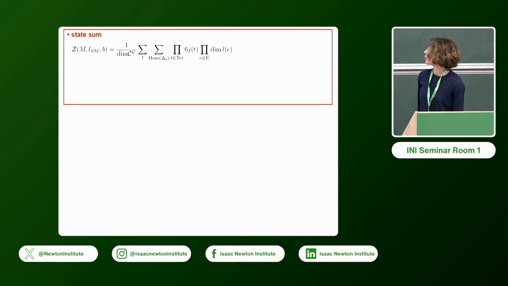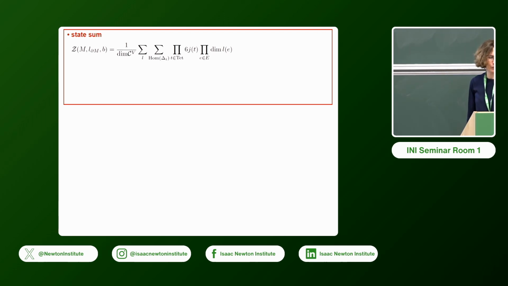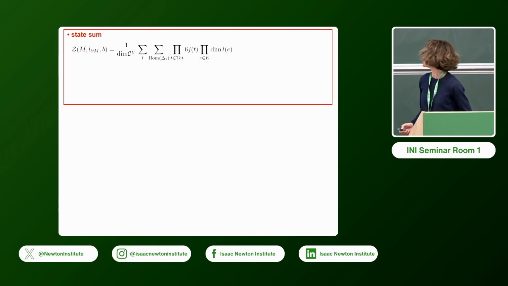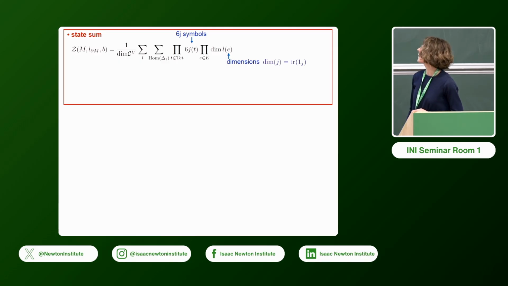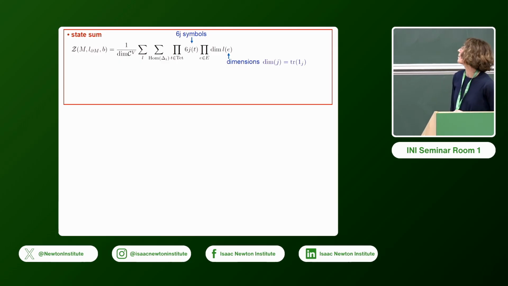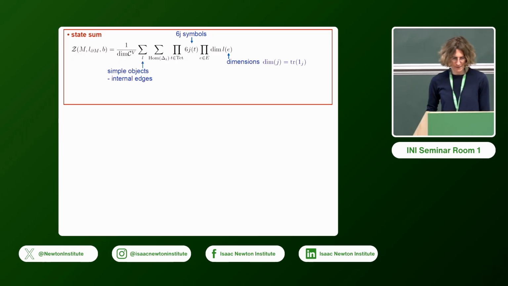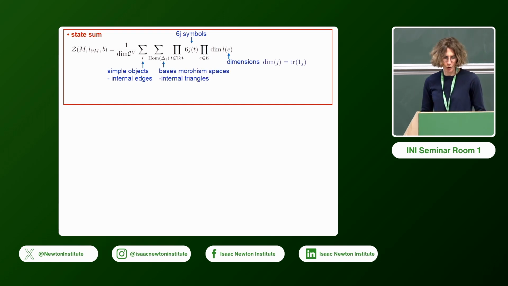And the Turaev-Viro-Barrett-Westbury state sum then takes this triangulated three-manifold plus a labeling at the boundary with simple objects and a labeling with morphisms associated to the boundary triangles, and computes a number as follows. So we take the product over all the 6J symbols assigned to the labeled tetrahedra. We take the product of the dimensions of the objects on the edges. Here the dimension is just the trace of the identity morphism. Then we sum over all the labelings that assign simple objects to the internal edges, and we sum over dual bases of the morphism spaces associated to all the internal triangles. And then we have some normalization factor by the dimension of the spherical fusion category.